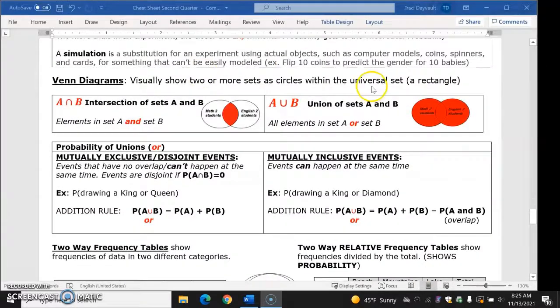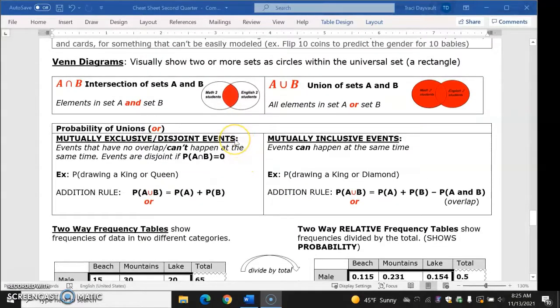A union of 2 sets usually uses the word "or." How many students are in Math 2 or English 2? That means they could be in just Math 2, or they could be in both, or just English 2. And the probability of unions is found by the addition rule. You're adding the probabilities together. And that depends on whether it's mutually exclusive or disjoint.